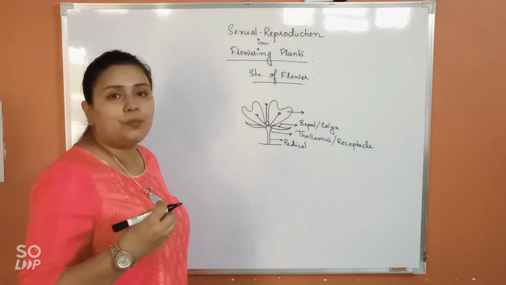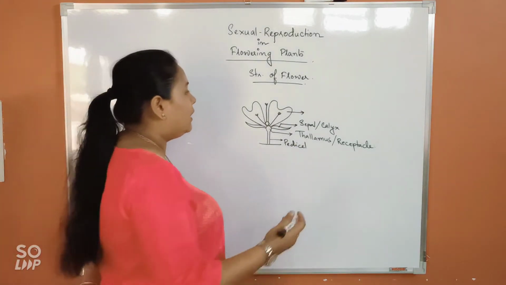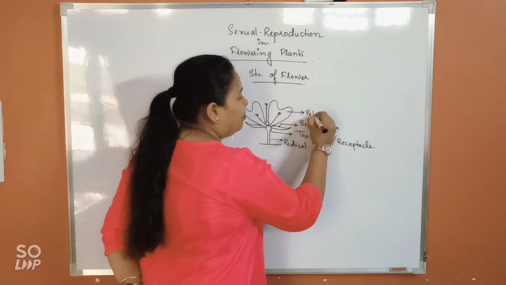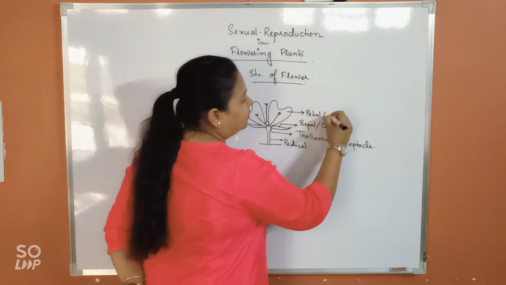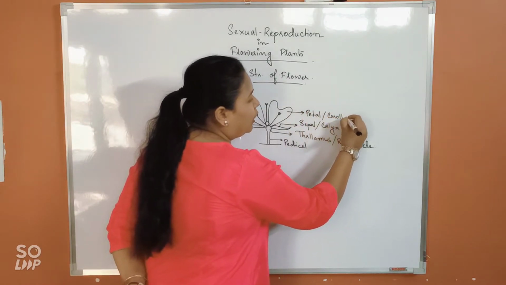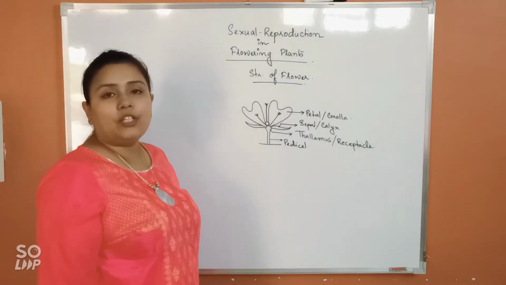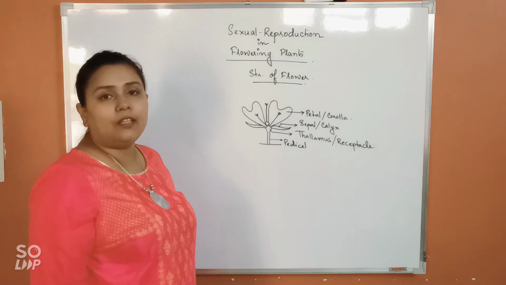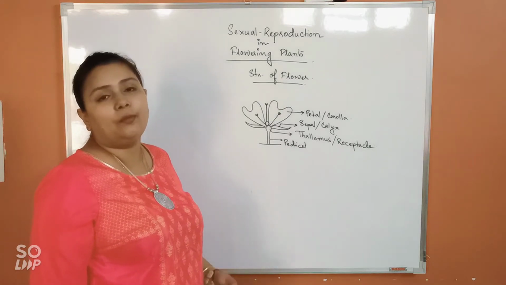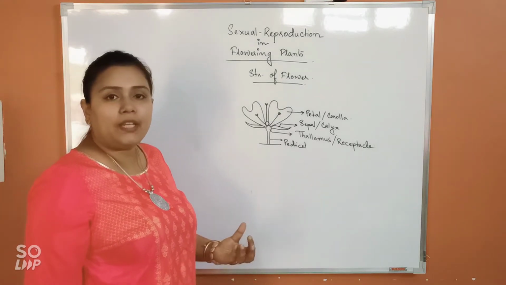Next is the most beautiful and attractive part of the flower, that is petal. As a whole, we call it corolla. Petals are meant for attracting the pollinating agents. That's why they are mostly very colorful, aromatic and attractive.